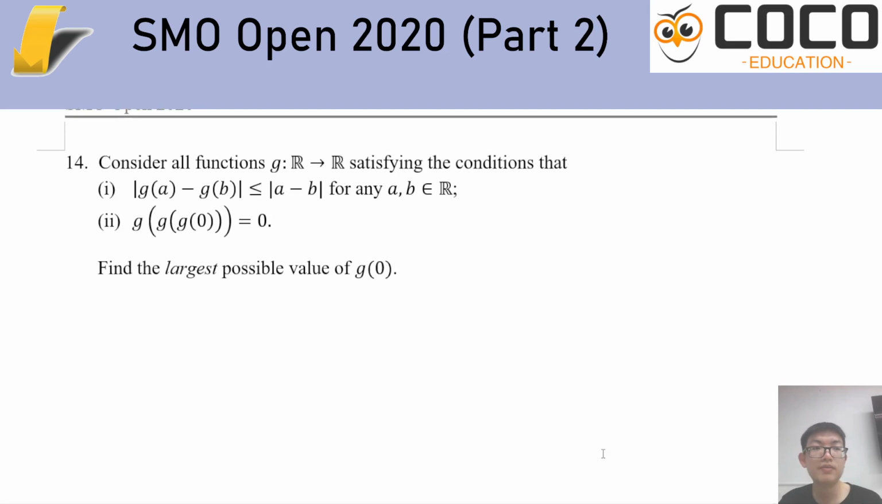Question 40. Consider all functions g from reals to reals satisfying two conditions. Firstly, the absolute difference between g(a) and g(b) is less than or equal to the absolute difference between a and b for any real numbers a, b. And secondly, g of g of 0 is 0. Find the largest possible value of g of 0. The answer to this is 0, perhaps not very surprisingly.